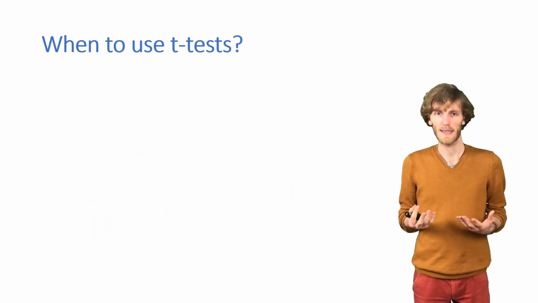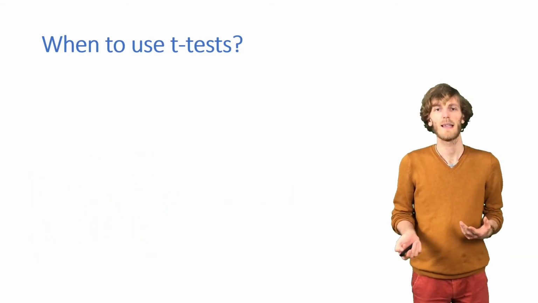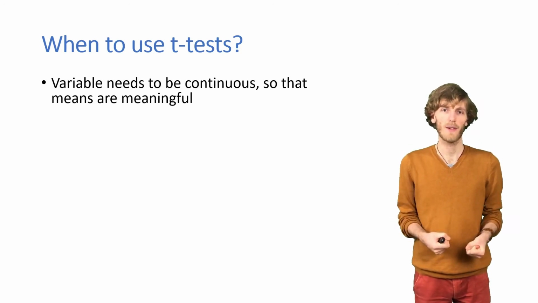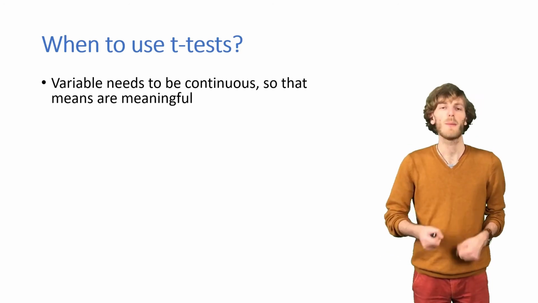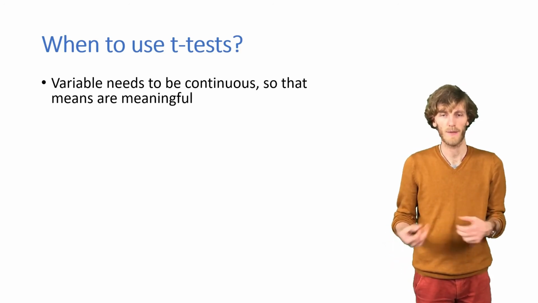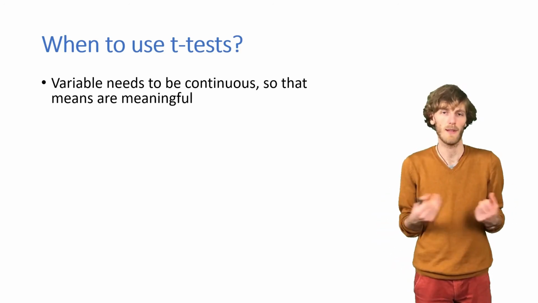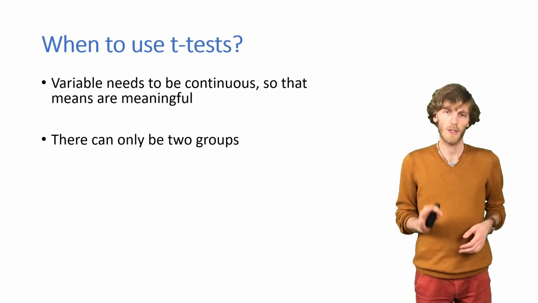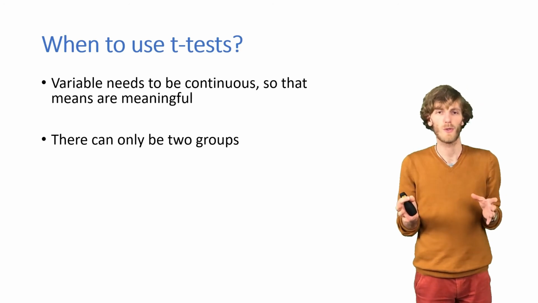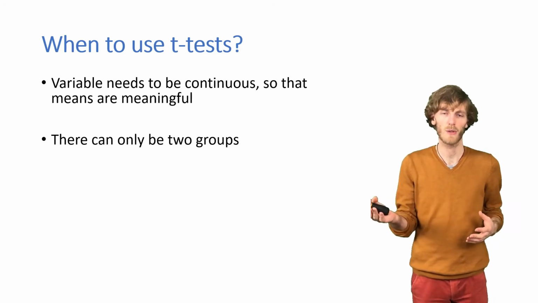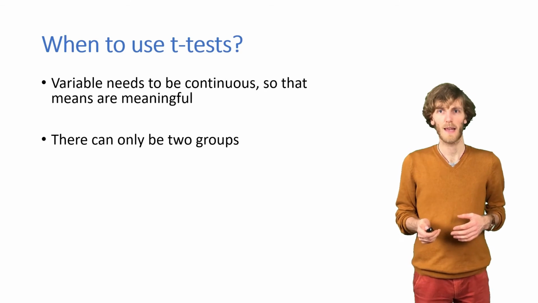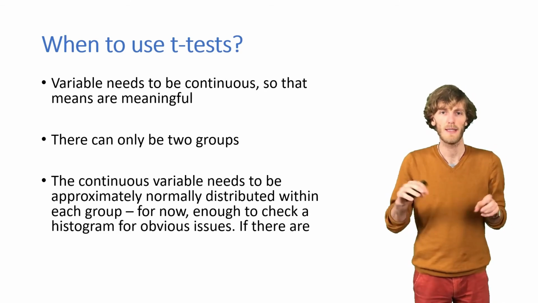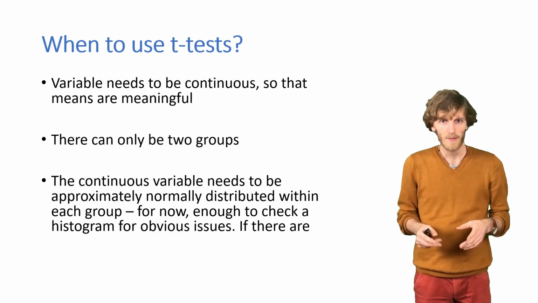So when can we use t-tests? We can use t-tests when we want to see whether two groups or conditions differ on a variable that is continuous, because t-tests are about comparing means, and obviously the mean of a categorical variable would be meaningless. There can only be two groups. If we have more than two groups, we need to use a different test that we're going to explore in the future. And the continuous variable needs to be normally distributed in each of the groups.